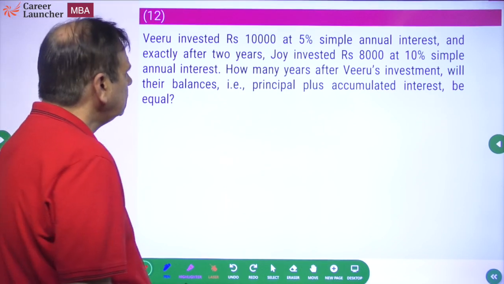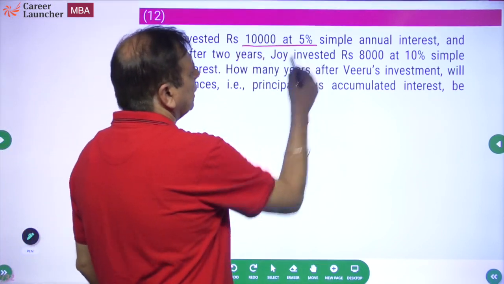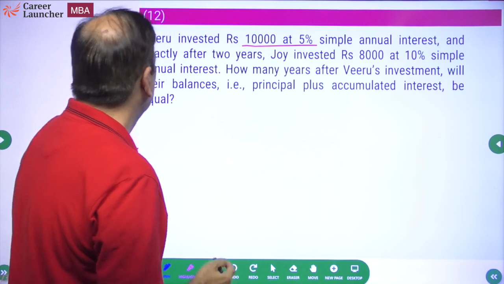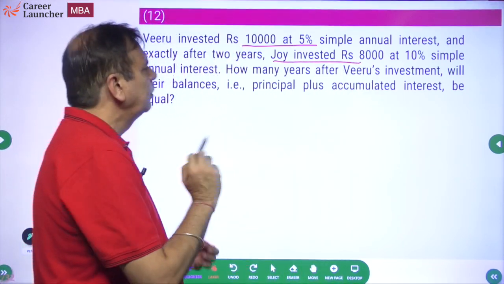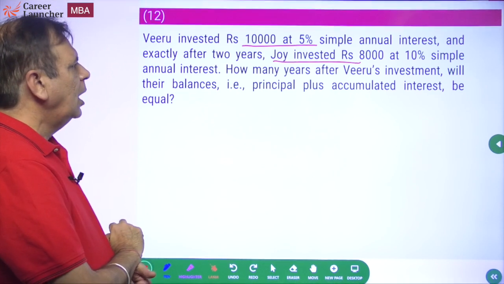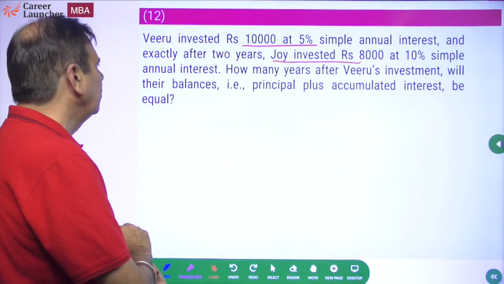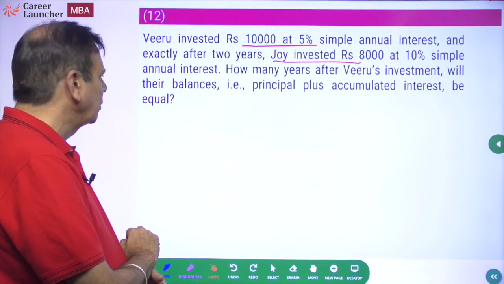Okay. Viso invested rupees 10,000 at 5% simple annual interest. And exactly after 2 years, Joy invested rupees 8,000 at 10% simple annual interest. How many years after Viso's investment will their balances, which means principal plus interest, be equal?